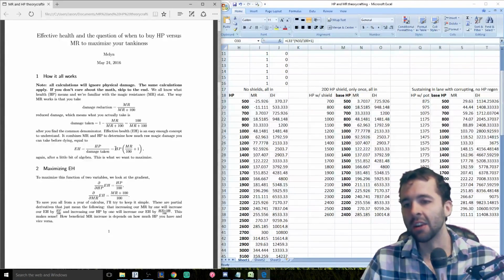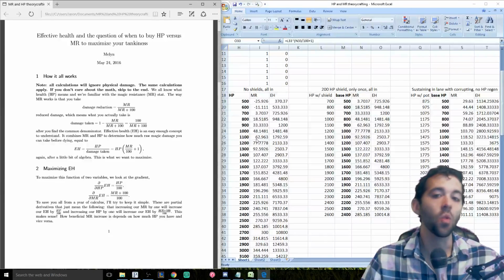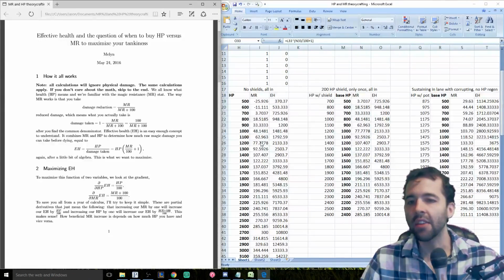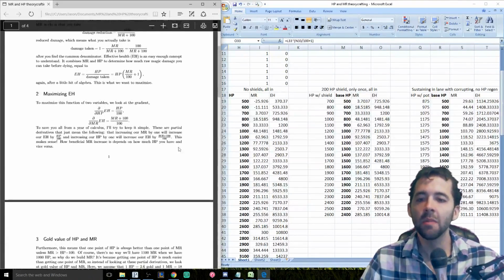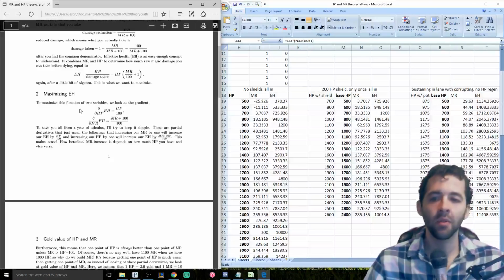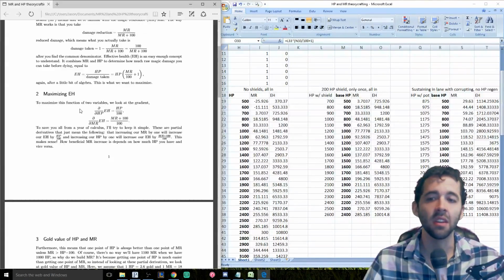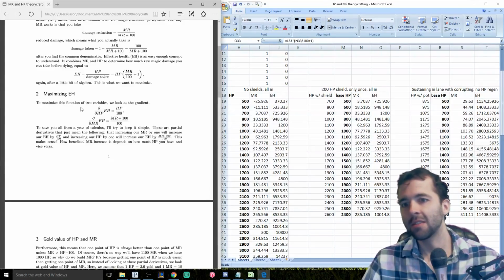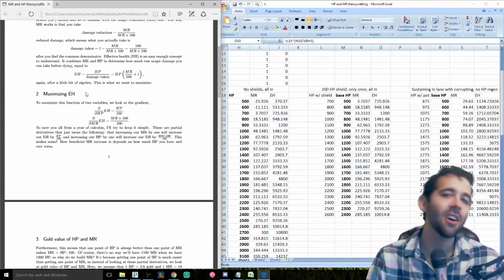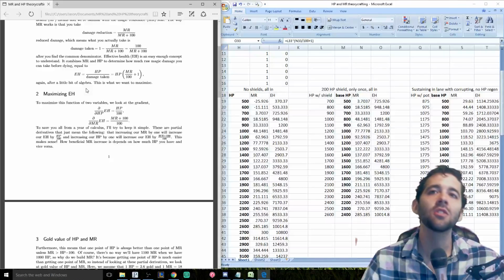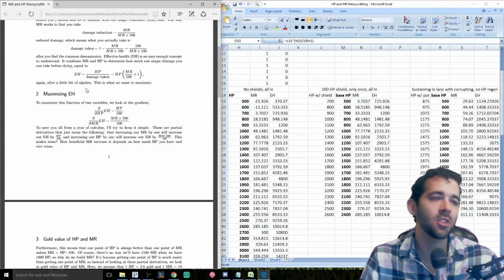And again, it's a lot of algebra to get it, but here's the formula. And then you can see over here some different quantities of HP and MR and how much effective health that gives you. But you can think about it like this: if you take 50% reduced damage and you have 100 HP, you have 200 effective health. So we want to maximize this effective health, and we're going to maximize it with HP and MR. Obviously, increasing HP and MR are both going to increase your effective health, but the key component is which is going to increase it faster depending on how much health and MR you have.